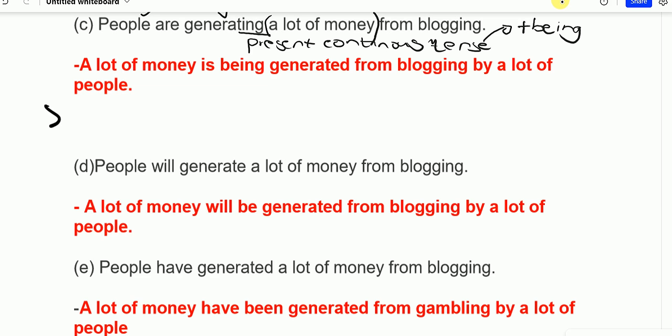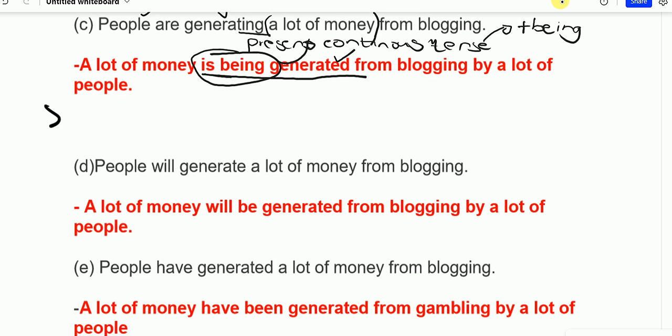So we are going to have a lot of money is being generated. Why are we having is being? Remember, we have added auxiliary verb is being because we are changing what? A present continuous tense. All right, and then the verb ultimately went into a past tense like we did in the two tenses. Now sentence D, people will generate a lot of money from blogging.